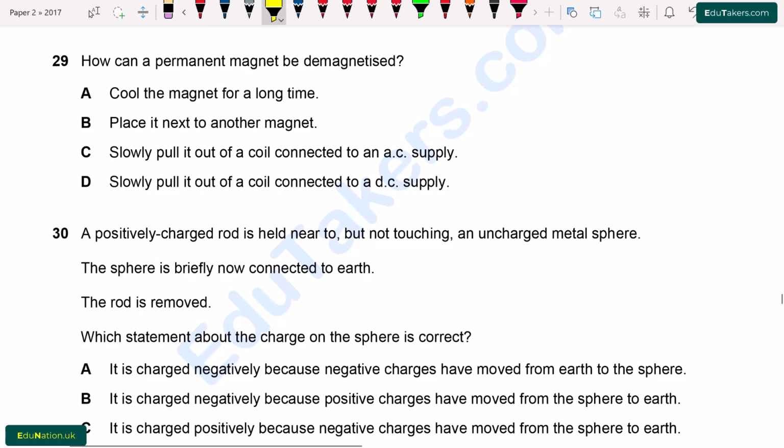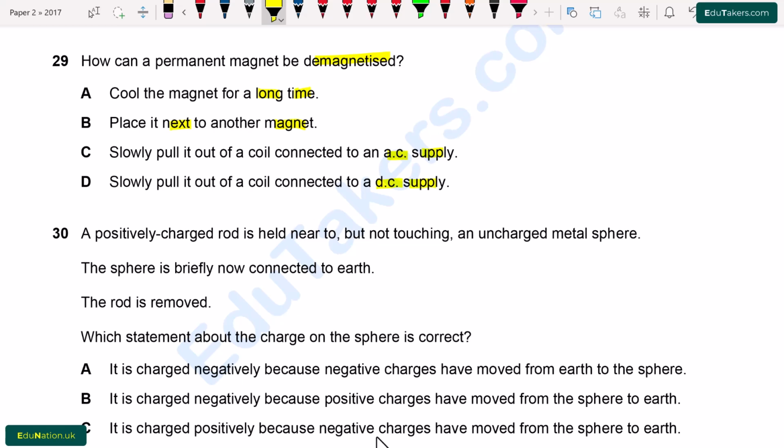Question number 29. How can a permanent magnet be demagnetized? So here we have to demagnetize a permanent magnet. Option A, cool the magnet for a long time. B, place it next to another magnet. C, slowly pull it out of the coil connected to the AC supply. D, slowly pull it out of the coil connected to the DC supply.